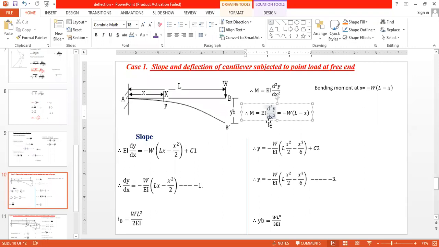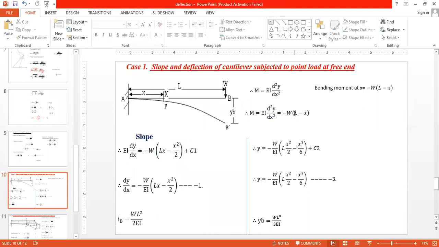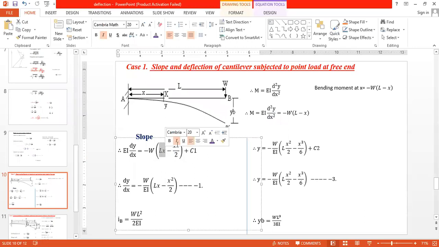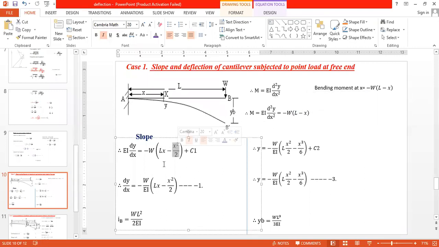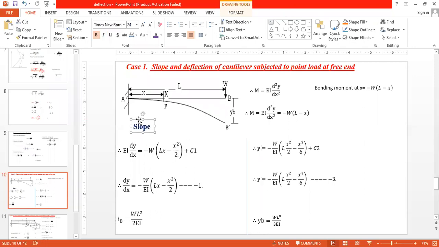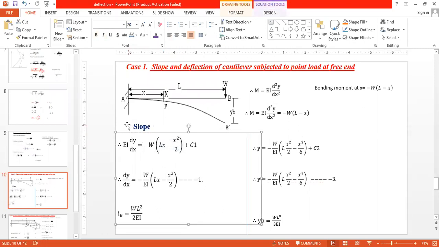Here integration of this term is EI dy by dx. Integration of the second term is minus W into integration of L is Lx, and integration of x is x square by 2. Have you got it? Plus the constant of integration, we have to take the constant of integration. Now you have to find the value of the constant of integration. This is a fixed support. Fixed support means all degrees of freedom are zero.